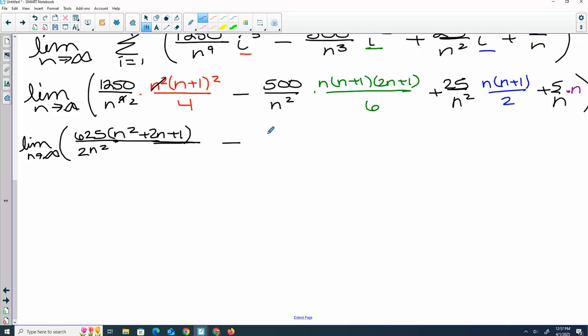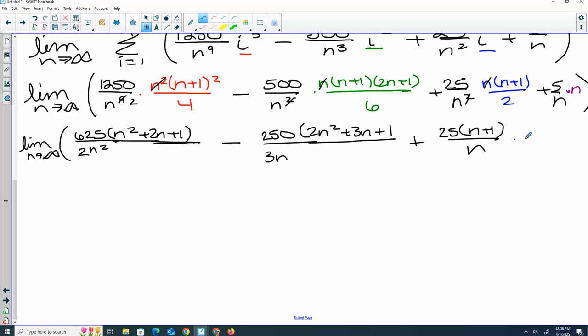250 probably over less than 3. 250 over 3. And I'm going to reduce one of my n's. And I'll FOIL those. 2n squared plus 3n plus 1. And drop off one of these n's, so I have 25, n plus 1 for n. And 5.